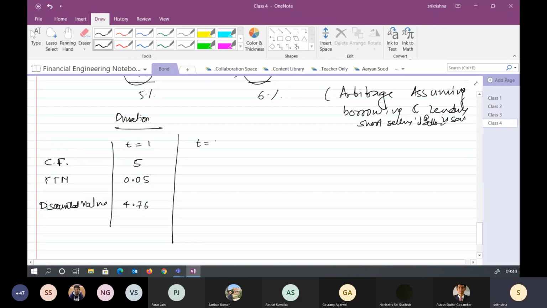If I go with t equal to 2, again the cash flow is 5 and YTM is 0.05. And the discounted value is how much now? For 2 years you have to take it, so it will be 5 divided by 1.05 whole squared, which is about 4.53.